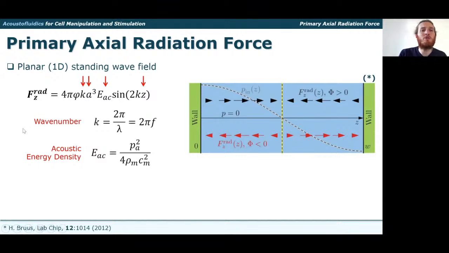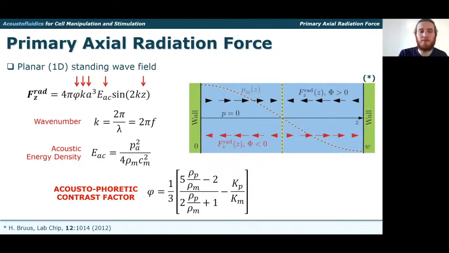And finally, it also scales with this parameter phi, which is defined as the acoustofluidic contrast factor. As you can see, this is the mathematical definition of the contrast factor, which depends upon the ratio between the density of the particle and the density of the medium, as well as the ratio between the compressibility of the particle and the compressibility of the medium. So this contrast factor will affect the magnitude of the radiation force as well as the direction of the radiation force. So if the contrast factor is positive, particles will be manipulated towards a pressure node. If it's negative, they will be manipulated towards a pressure antinode.